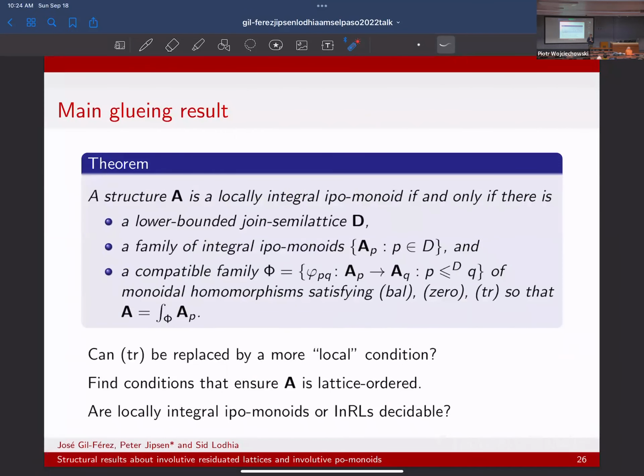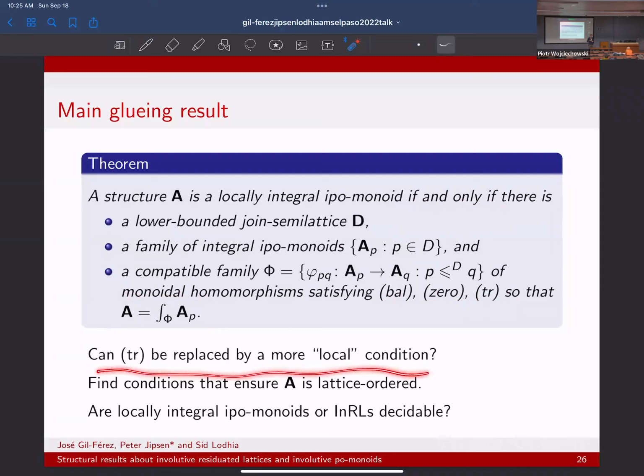Finally, we have the main theorem of this gluing result. If you have a lower bounded join semilattice, a family of integral IPO monoids, and a compatible family of morphisms that satisfies the three properties from the previous slide, then you can do this. And it's if and only if. That's the crucial part. Some details to check, so the preprint should be available soon.